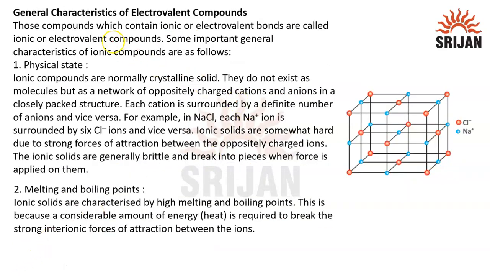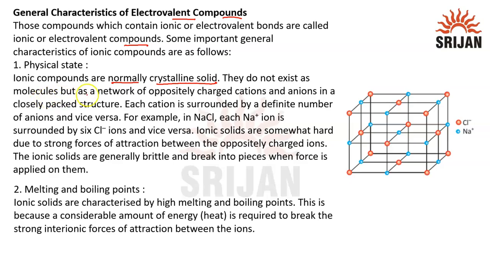Now let us study the general characteristics of electrovalent compounds. The compounds which have ionic or electrovalent bonds in them are called ionic or electrovalent compounds. Some general characteristics are, first, the physical state. Ionic compounds are generally crystalline solids. They do not exist as molecules.